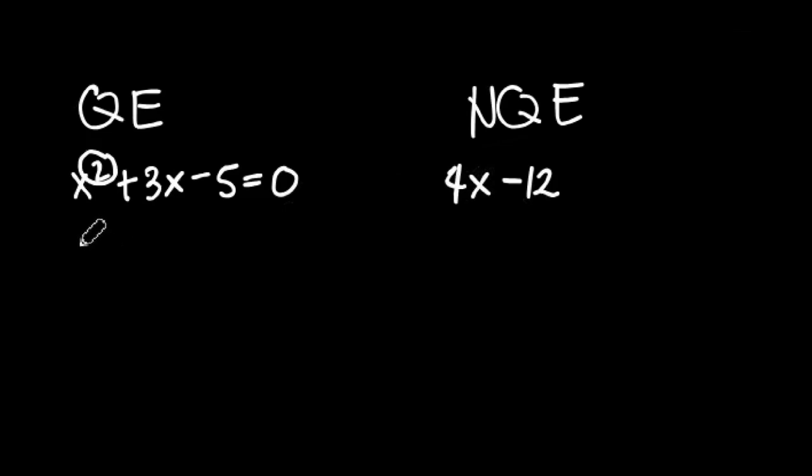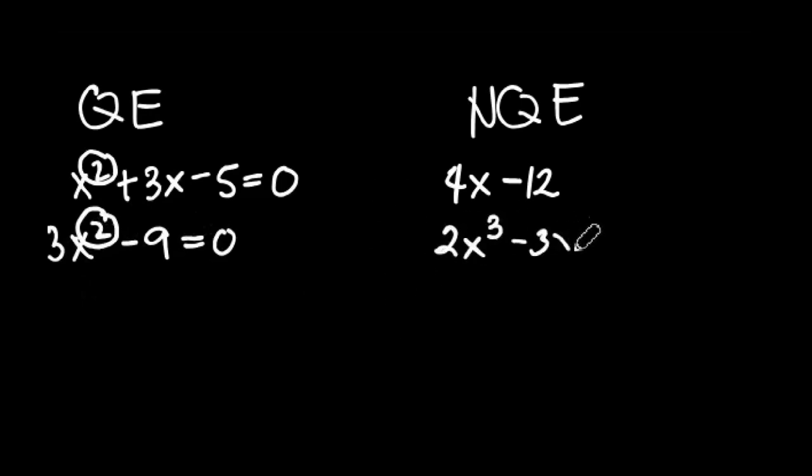Okay? So, another example would be 3x squared minus 9 equals 0. That is an example of quadratic equation. Kahit hindi pa siya naka-standard form, pero ang pinakamataas na degree niya is squared, that is quadratic equation. On the other hand, 2x cubed minus 3x equals 1 is not a quadratic equation. Bakit? Dahil ang pinakamataas is the cube.